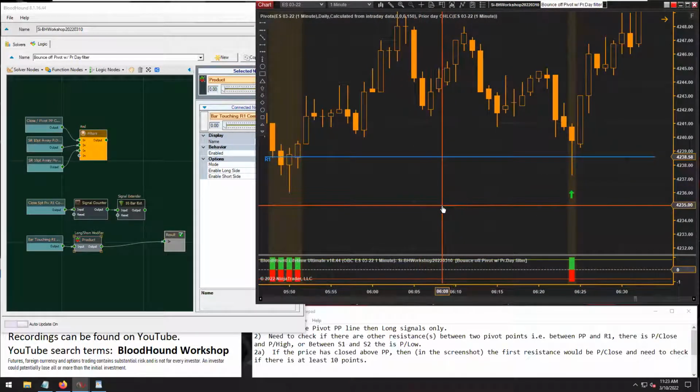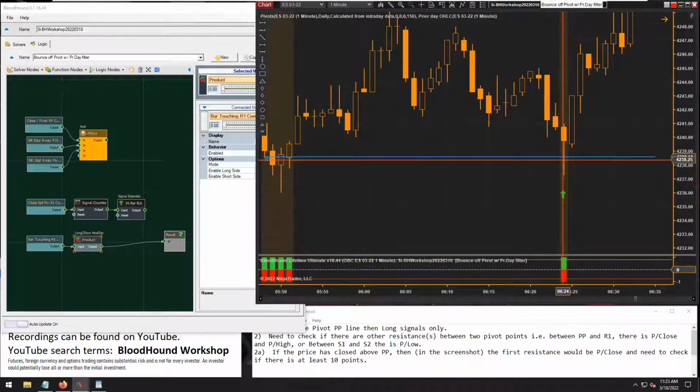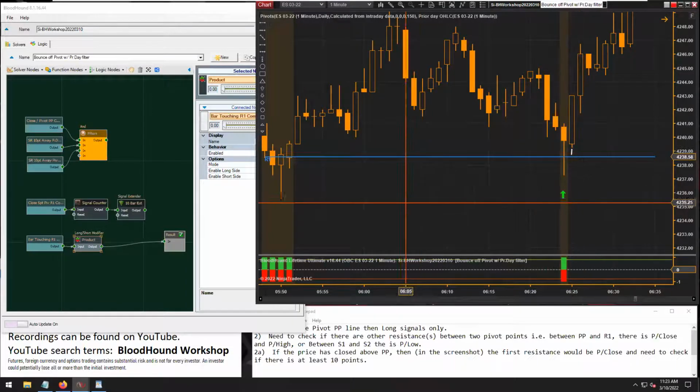But sometimes, price may not actually touch your support line. It may just get close, right? Like right here. Sometimes price gets close but never actually touches. So we also need to allow for this possibility as well, for this variance there.